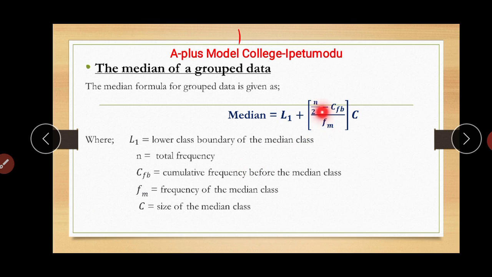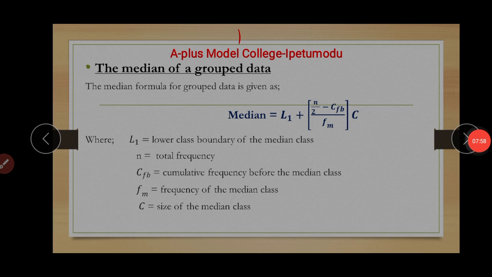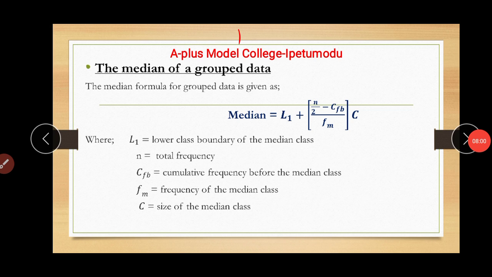The N here represents the total frequency of that particular distribution. The CFB is the cumulative frequency before the median class. FM is the frequency of the median class. And C is the class interval or class size. Let's look at that again. All these formulas must be at your fingertips.